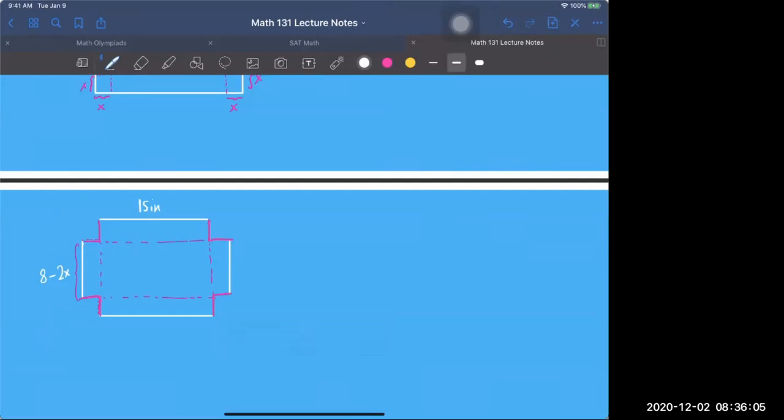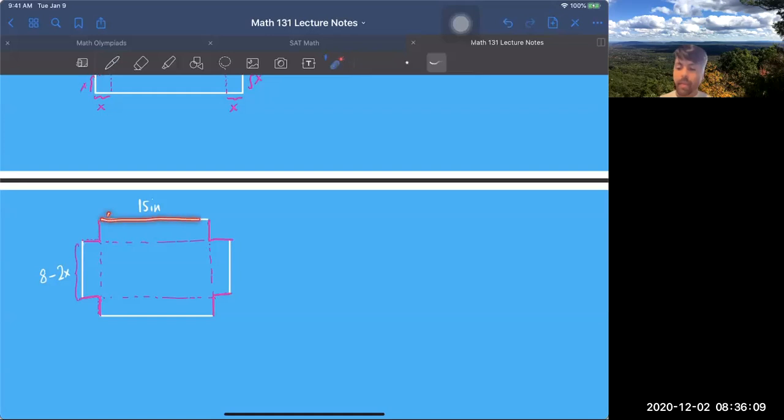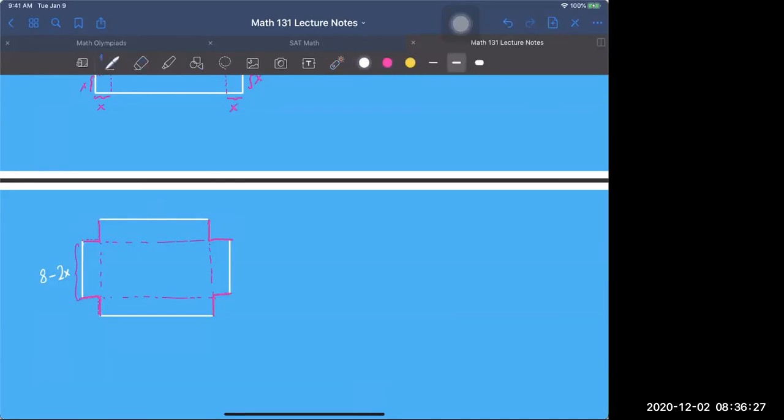The same thing happens to this portion here. If this whole thing from here to here was 15, and I take away x from here and x from here, I take away a total of 2x. So this new length here would be 15 minus 2x.